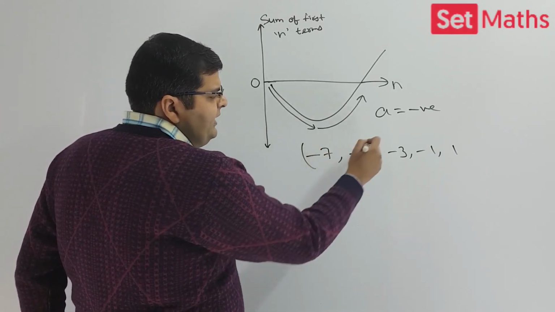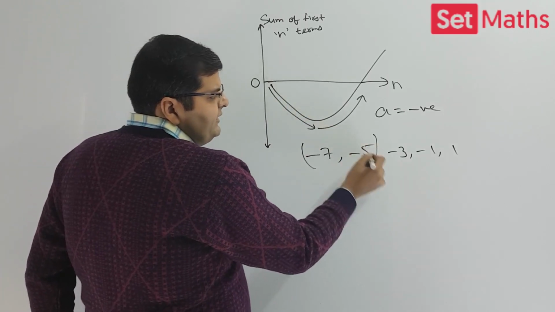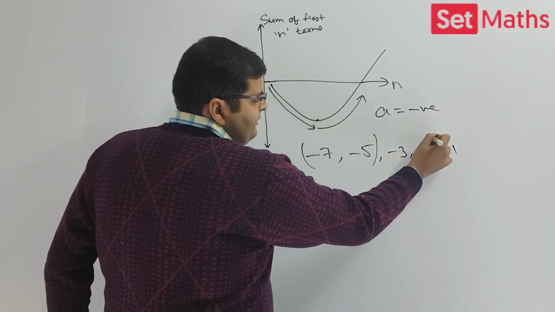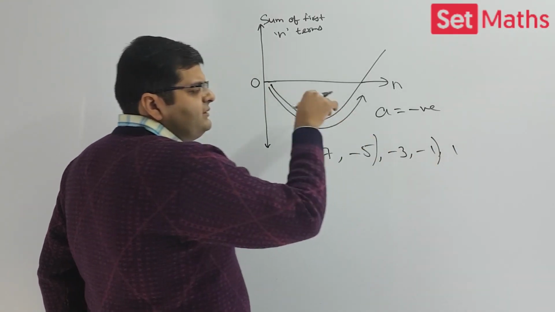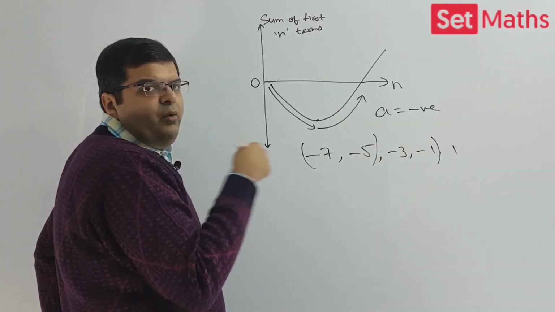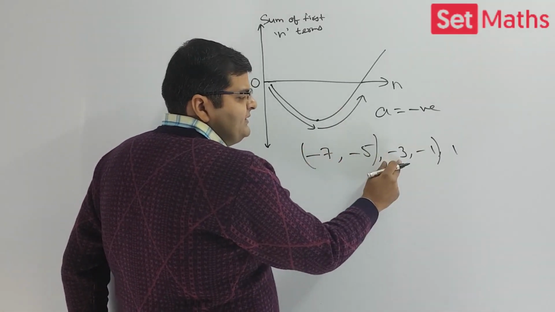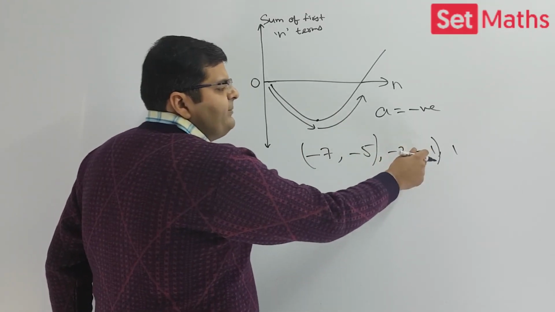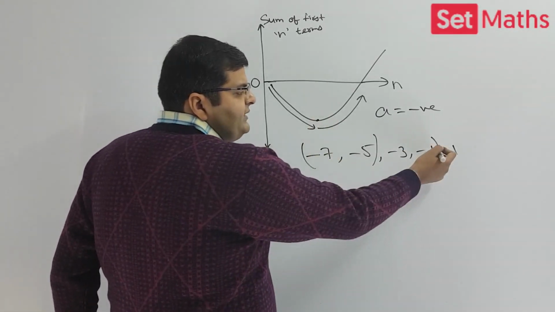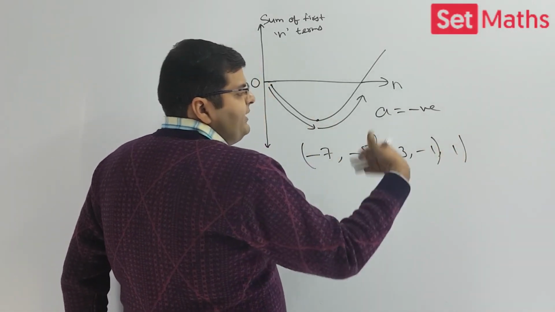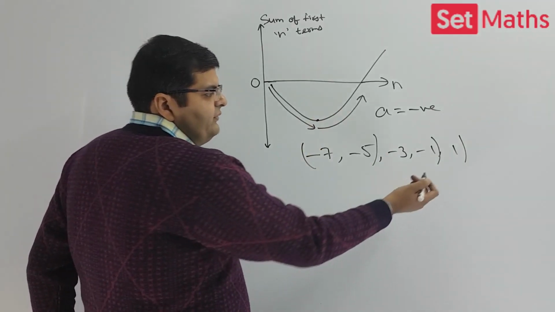If I add minus 7 and minus 5, that will be minus 12, so the sum will further dip. It will keep on dipping till the last negative term is added. Minus 7, minus 5 and minus 3 is minus 15. Then further minus 1, that is minus 16. Till this point the sum is negative. After that, if I add 1 to minus 16, it becomes minus 15. It is still negative, but it is more than the previous value, minus 16.